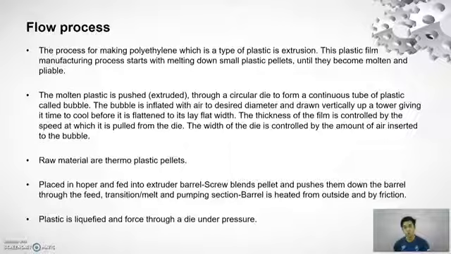The thickness of the film is controlled by the speed at which it is pulled from the die. The width is controlled by the amount of air inserted into the bubble. So that's all for the process.